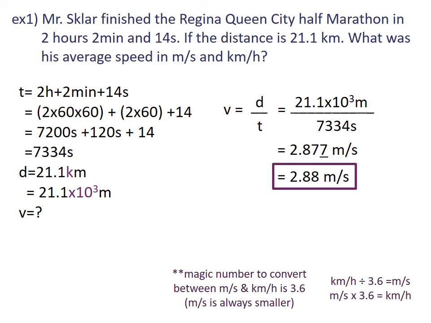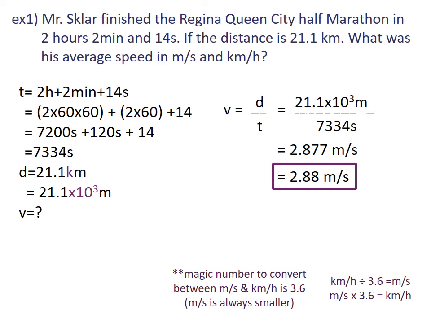Now I need to convert that to kilometers per hour. At the bottom of the screen, I have a note that says the magic number to convert between meters per second and kilometers per hour is 3.6. And a note that meters per second is always smaller. On your pink sheet, you may want to write kilometers per hour divided by 3.6 equals meters per second, and that meters per second times 3.6 equals kilometers per hour.